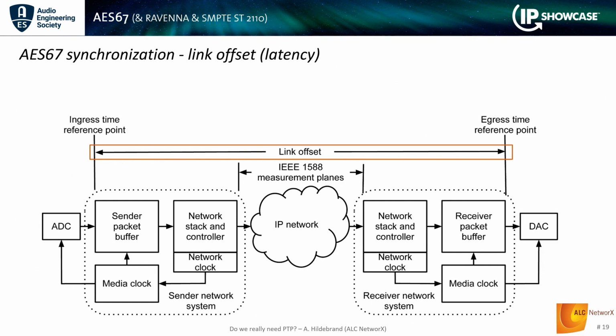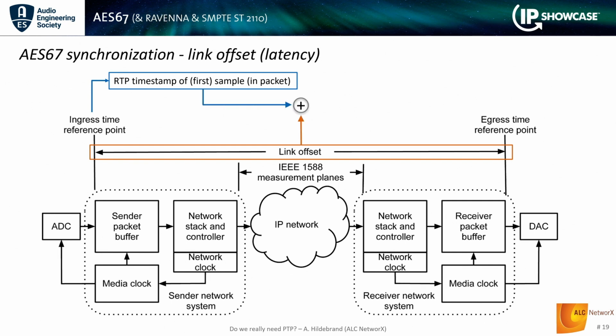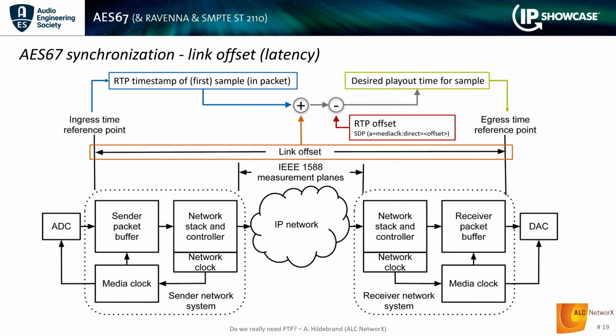Now, how can the receiver calculate the exact point in time when to play out any received sample? Well, it has the RTP timestamp, which tells basically when a sample had been created at the sender. It takes the desired link offset and adds it to the RTP timestamp. It subtracts an optional offset from it. So if there's an offset conveyed with the SDP file, it subtracts that value again. And this simple math gives you the exact point in time when this sample needs to be played out or forwarded to the playout stage on the receiver side of things.